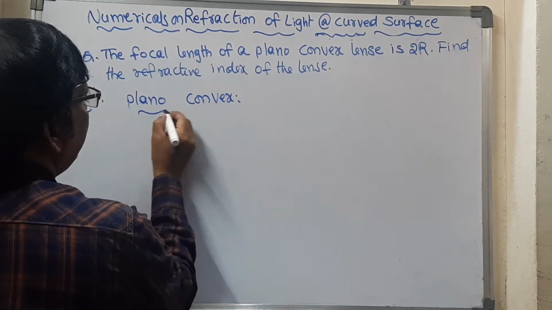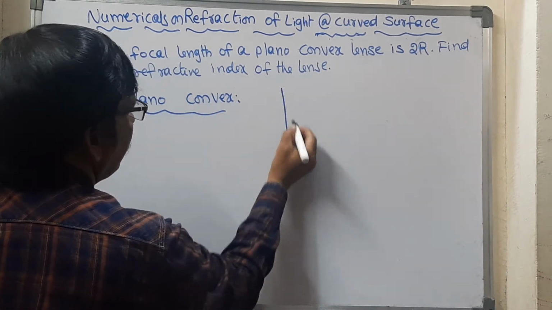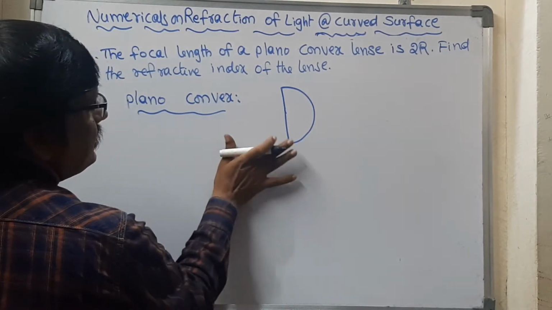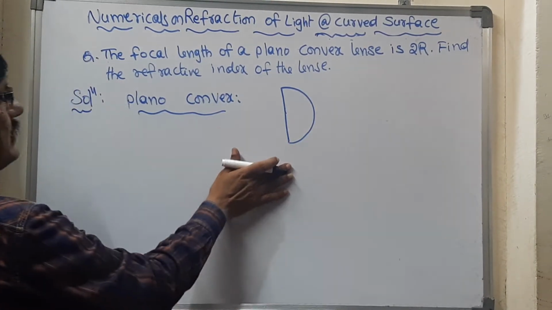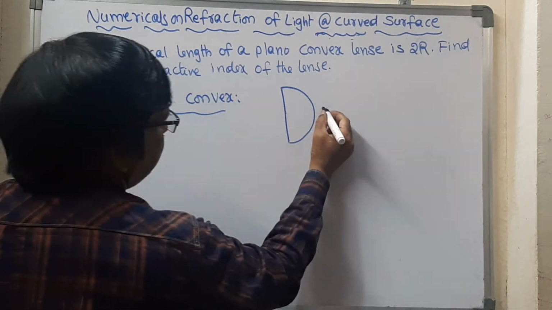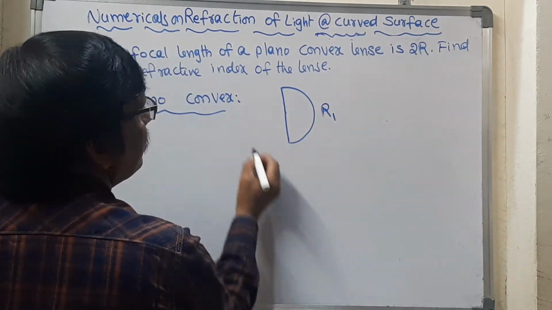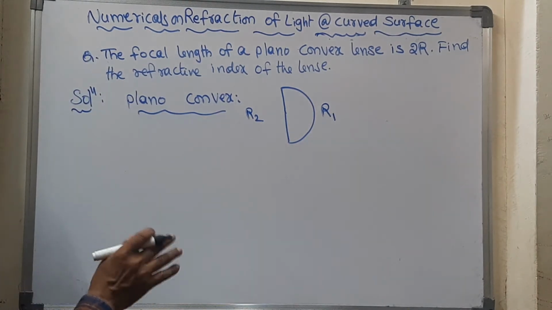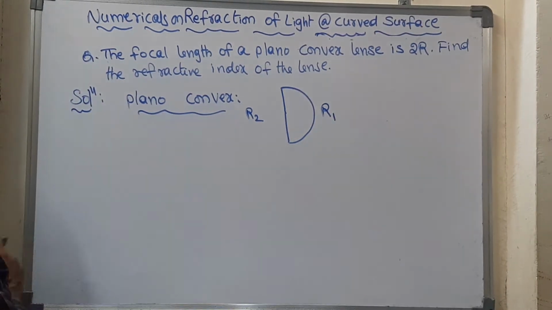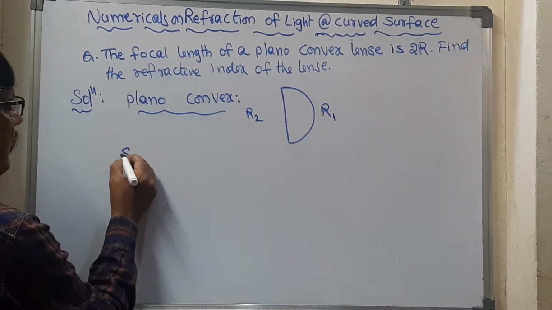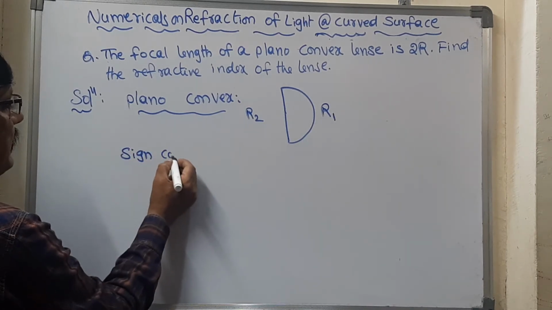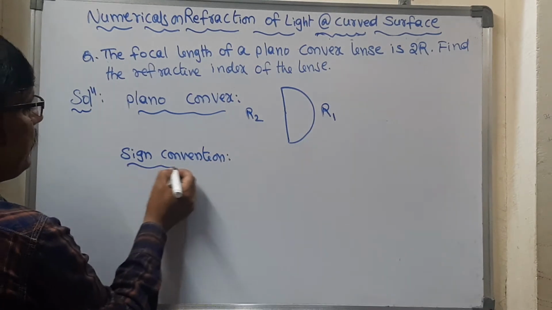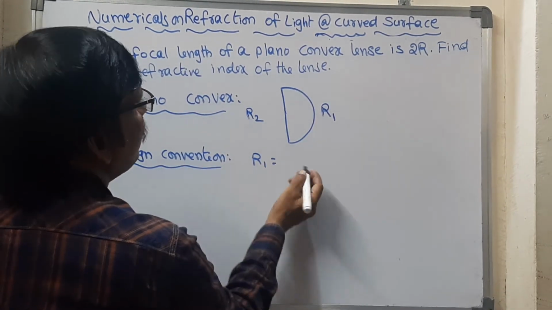Now, let us take the illustration. Plano-convex. So this is a convex lens. Which convex? Plano convex. And so this side we can consider as R1 and this side we can consider as R2. Okay, and here according to the sign convention, now let us take the sign convention. Then what will that sign convention give?